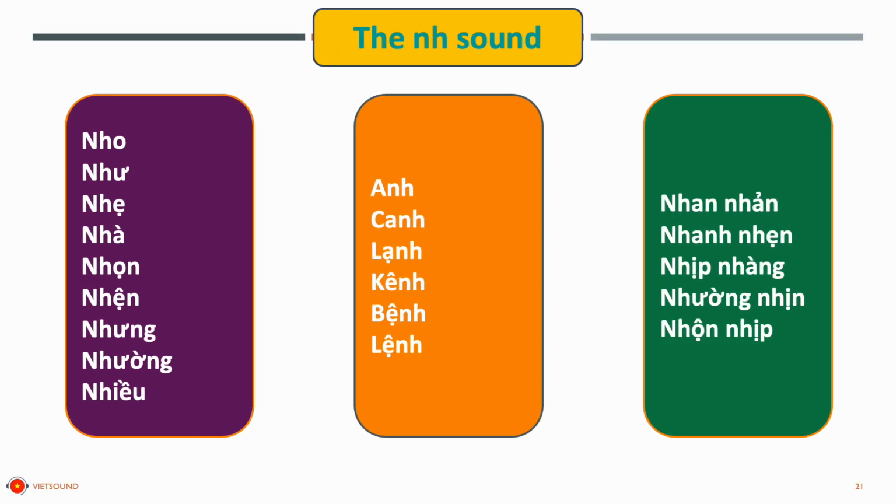Now let's try to say some words with the ñ sound. Nho, như, nhẹ, nhà, nhọn, nhện, nhưng, nhường, nhiều. Now the ñ sound at the end of the word. Anh, canh, lạnh, kênh, bệnh, lệnh, nhan nhản, nhanh nhẹn, nhịp nhàng, nhường nhịn, nhộn nhịp.